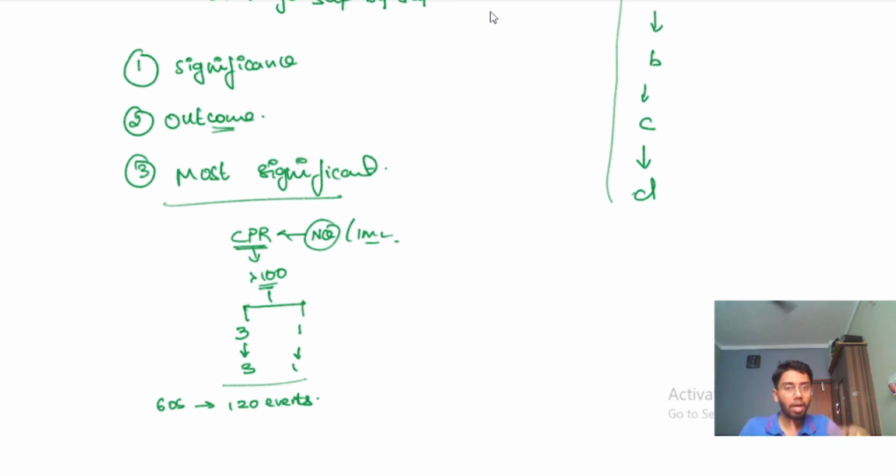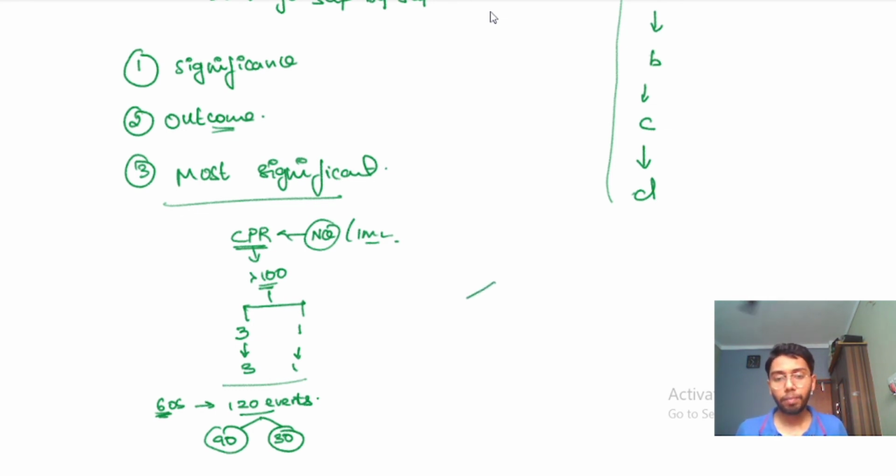1 person will be doing chest compressions. The other person will be waiting to give positive pressure. Every third chest compression, the other person gives 1 positive pressure ventilation. So of the 120 events, 90 events will be chest compressions and 30 events will be positive pressure ventilation. Totally you will have 120 events in 60 seconds.